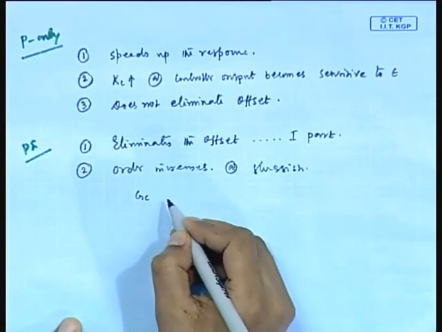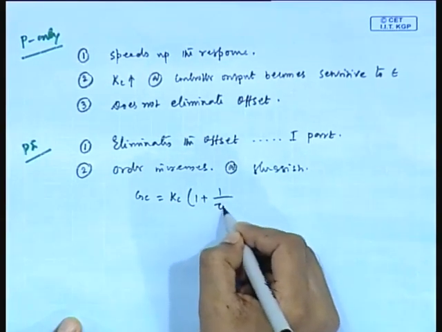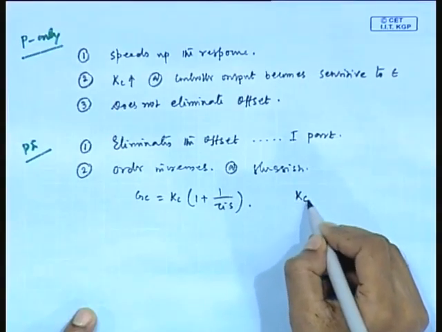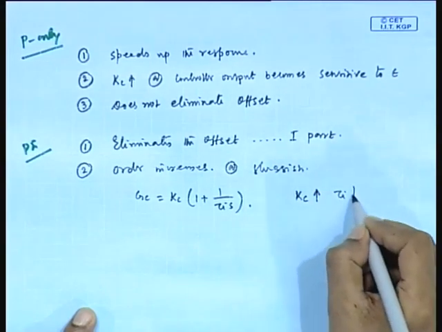Now, how can we improve this situation? Due to the inclusion of integral action with P action, the overall response becomes sluggish. Now, we want to speed up the response. How can we do that? Either by increasing Kc or decreasing tau I, isn't it? We can speed up the response either by increasing Kc or by decreasing tau I.